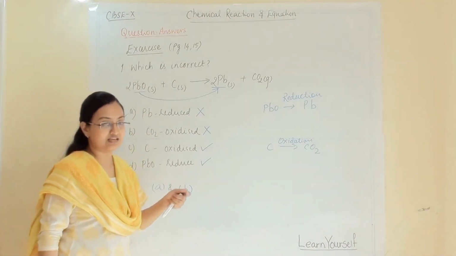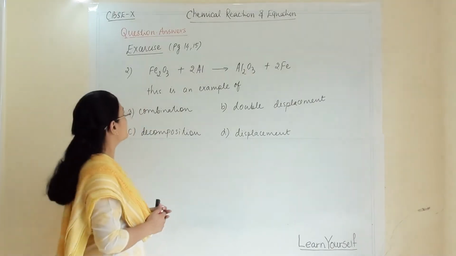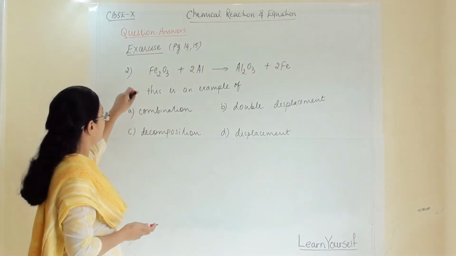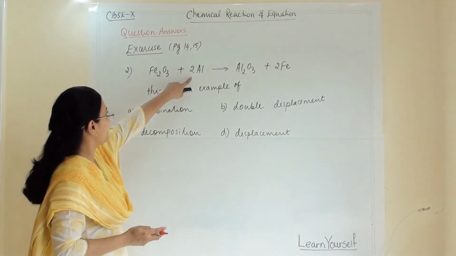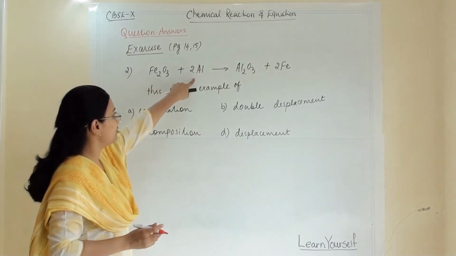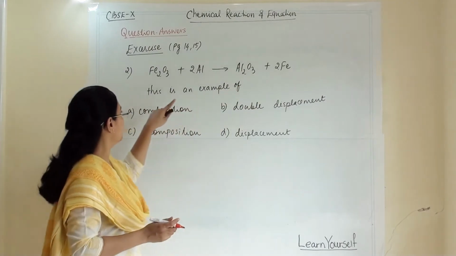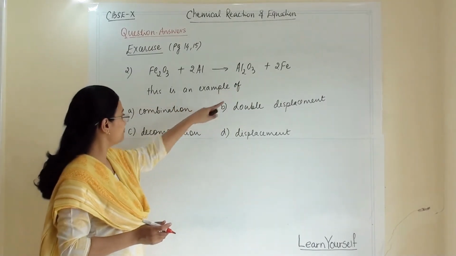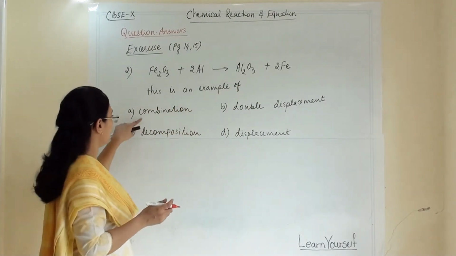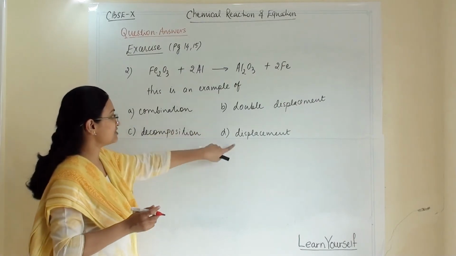Moving to our second question. Second question is Fe2O3 plus 2Al, iron oxide plus aluminium will give us aluminium oxide plus iron. This is an example of which reaction? Combination, decomposition, double displacement, displacement.